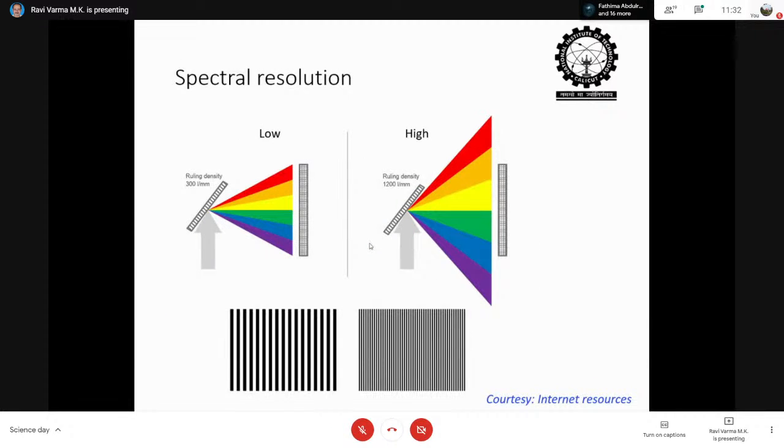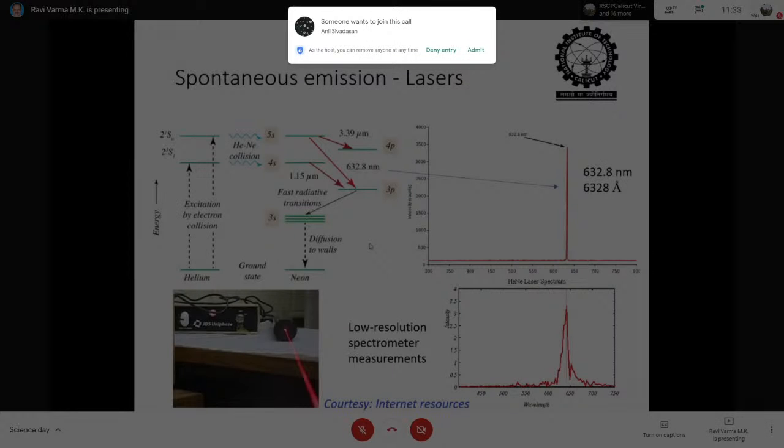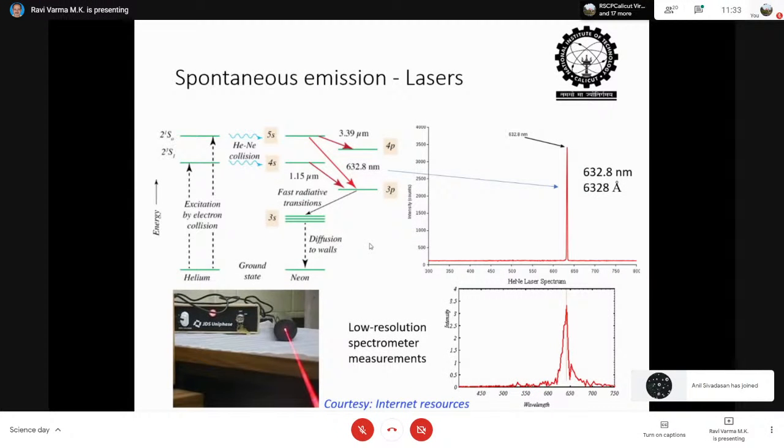Now coming to this picture, you have a spectrometer. You want to measure the emission line of the light source, and you have a lower resolution spectrometer and a higher resolution spectrometer. So in this picture, the top one is something measured by a high resolution spectrometer, and the bottom one is something measured by a lower resolution spectrometer.